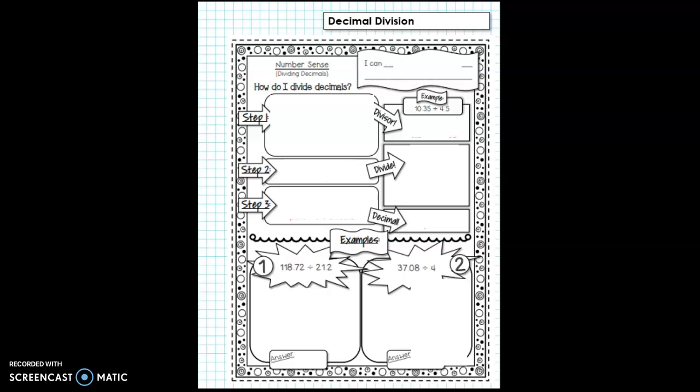So how do I divide decimals? I can divide two decimals. Step 1. The divisor needs to be a whole number.